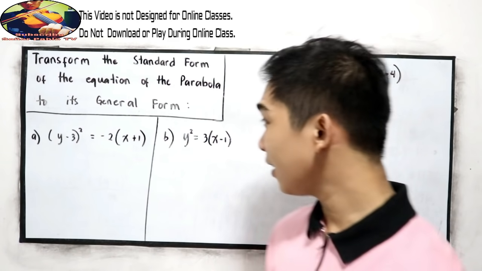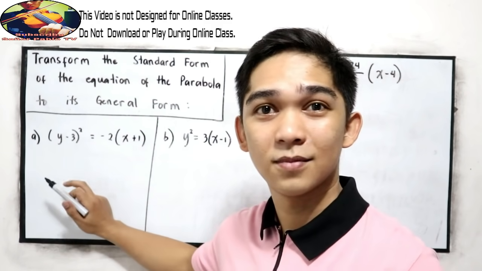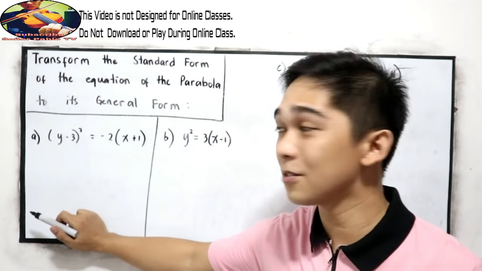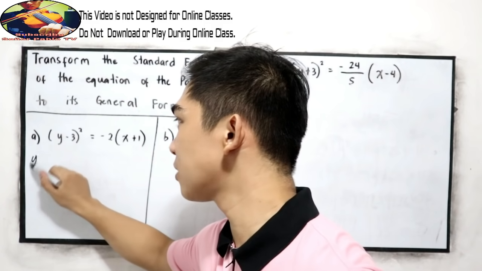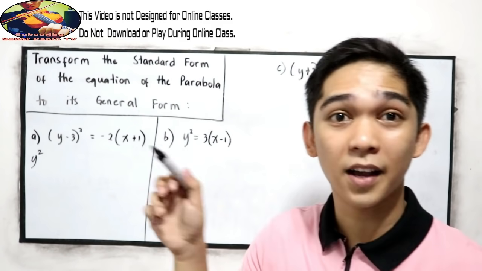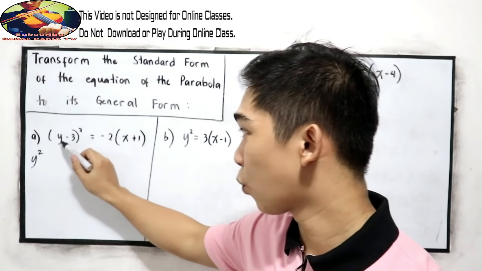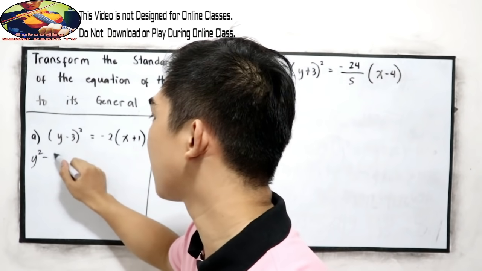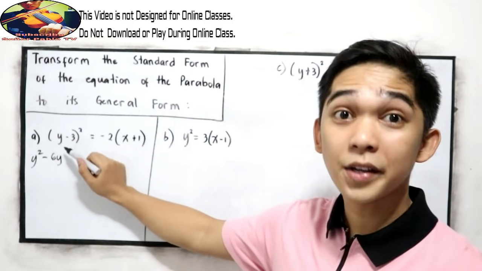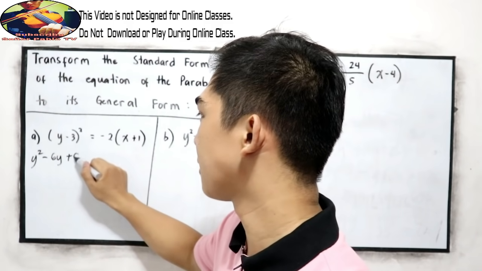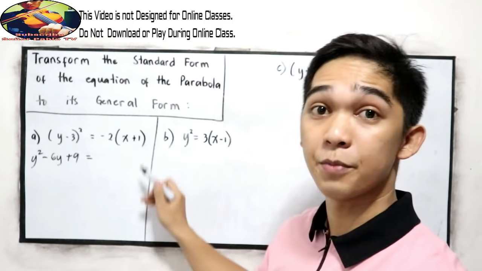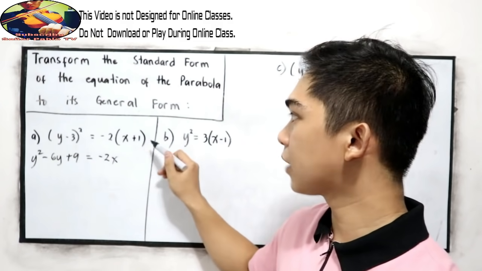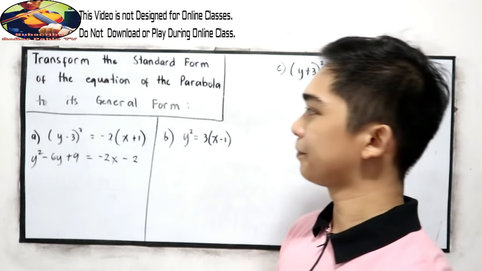Let's start. So the square of a binomial, we need to expand. So square the first term, that will be y squared. Multiply the first term and the second term times 2. So y times negative 3, negative 3y times 2, negative 6y. Square the second term, positive 9, is equal to, distribute, negative 2 times x, negative 2x. Negative 2 times 1, negative 2.